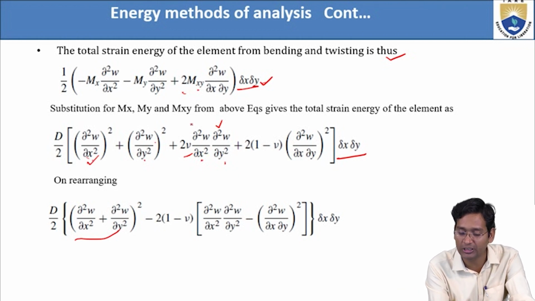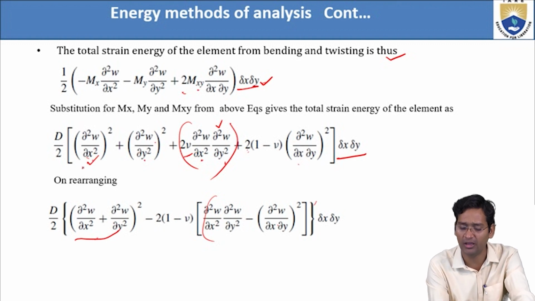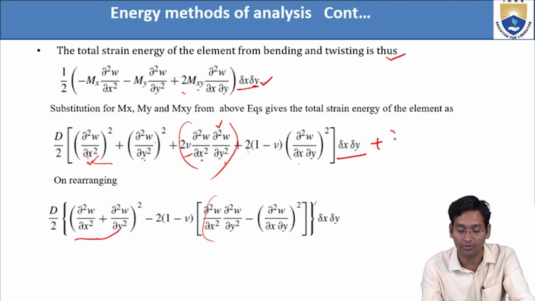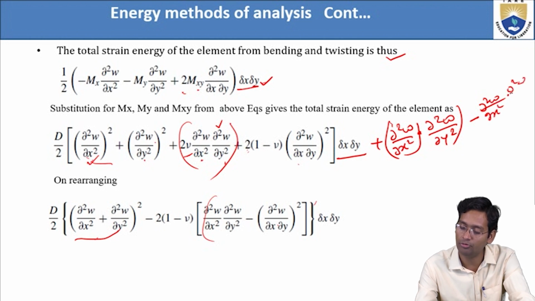Let's see one more thing. Here 2ν into this is there, and from here, if you multiply, we will get 2 into (1 minus ν) into (∂²w/∂x∂y)². After simplifying, or taking this common, what will you get? This term: (a plus b) whole square plus ν into 2ab, because this ν term we cannot remove. So just add and subtract: I am adding (∂²w/∂x²) into (∂²w/∂y²), and similarly we have to subtract it also, so minus (∂²w/∂x²) into (∂²w/∂y²).